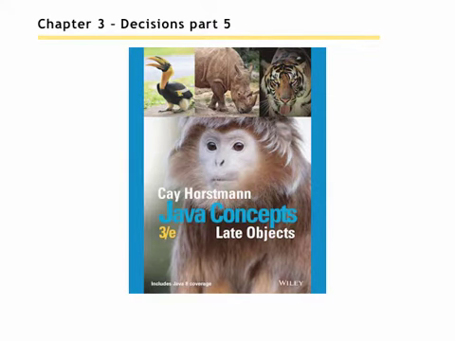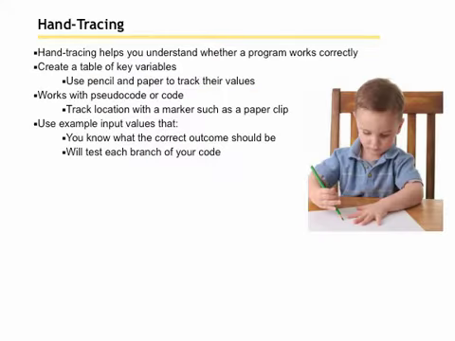Chapter 3, Decisions, Part 5. Hand tracing is an invaluable tool for being able to understand whether or not your program works correctly. So how to do this is you create a table of key variables. You use a pencil and paper to track the values of the variables. And it works with pseudocode or with code.